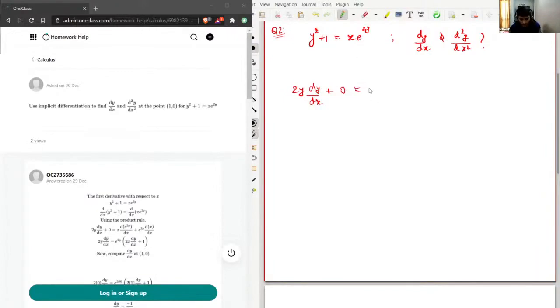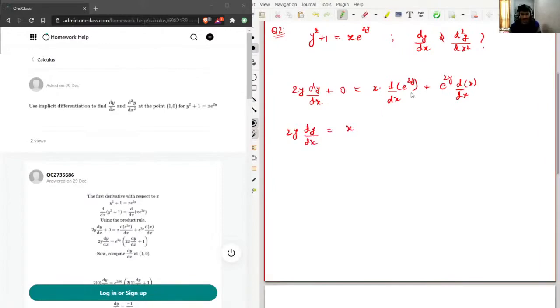So first we'll keep x constant and we'll differentiate e power 2y, then we'll keep e power 2y constant and we'll differentiate x. Now again I'll just write this 2y dy by dx equal to x times.